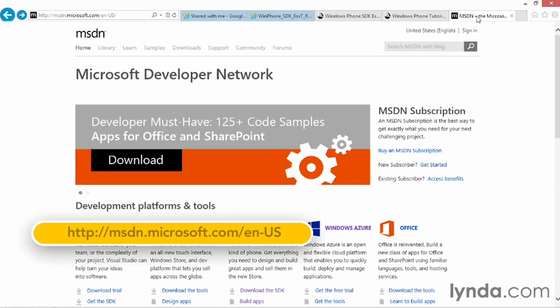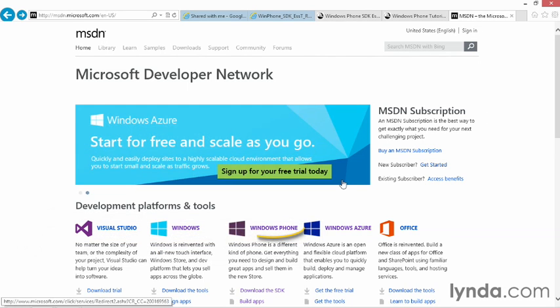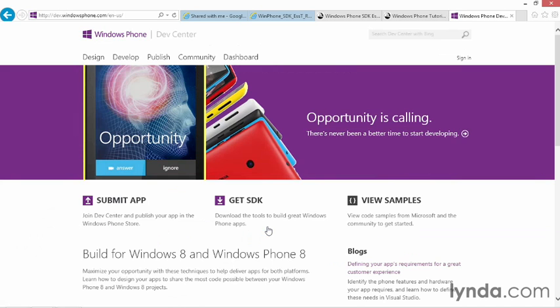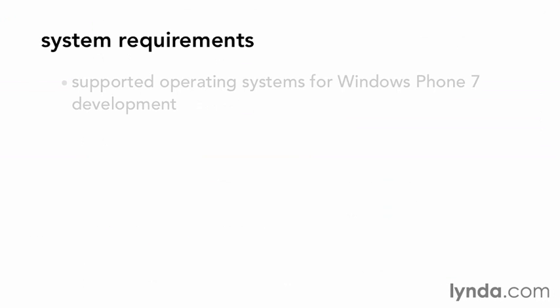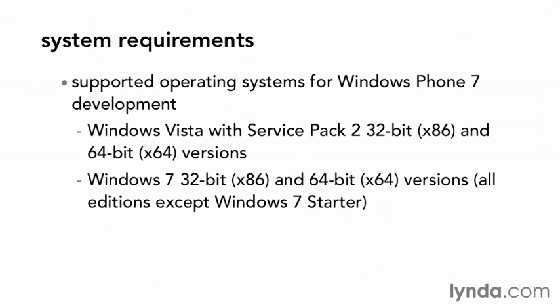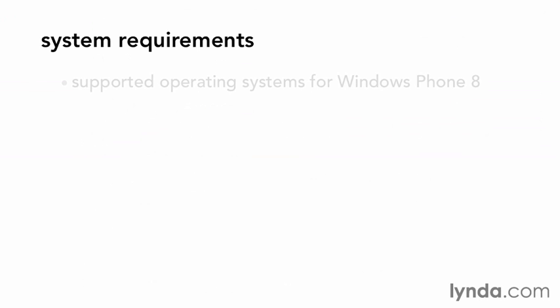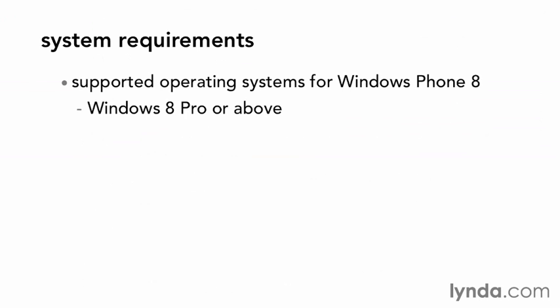To get set up, you go to the Microsoft Developer Network, or msdn.microsoft.com, and click on the Windows Phone Hub. Then you can click on the big Get SDK button right here and download the tools to be able to build Windows Phone apps. Windows Phone 7 requires Windows Vista or Windows 7. For Windows Phone 8, you require Windows 8 Pro or above and a 64-bit CPU.